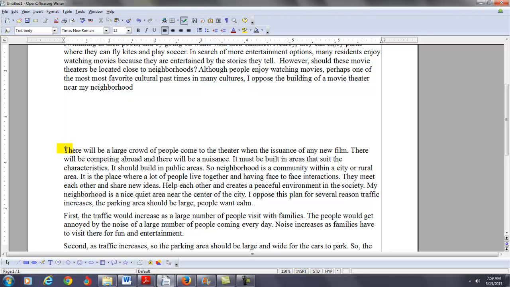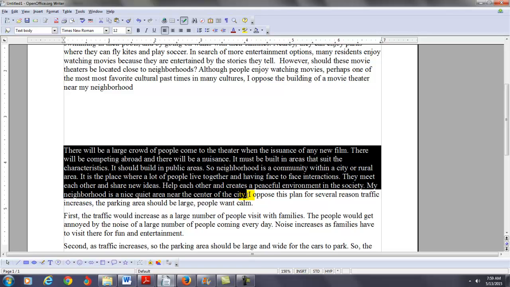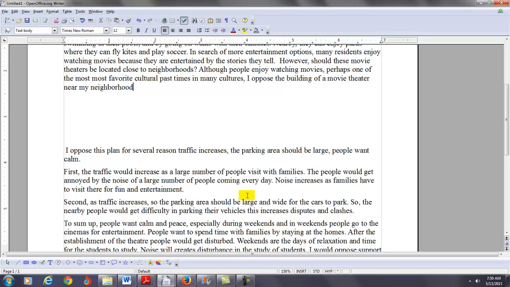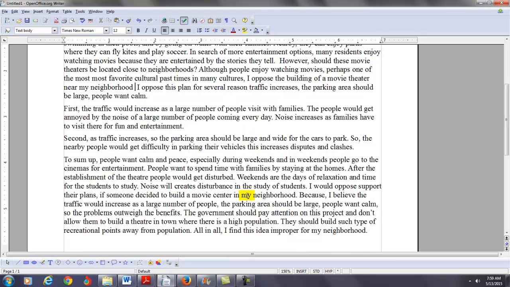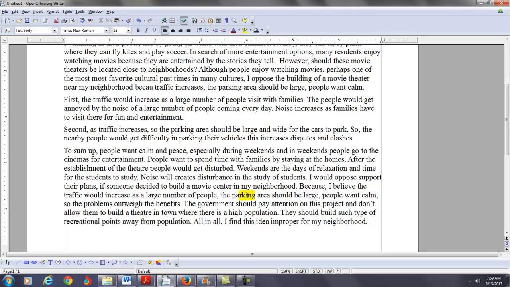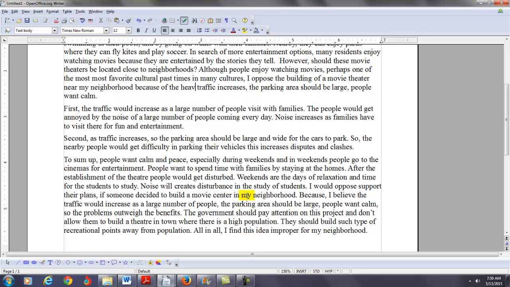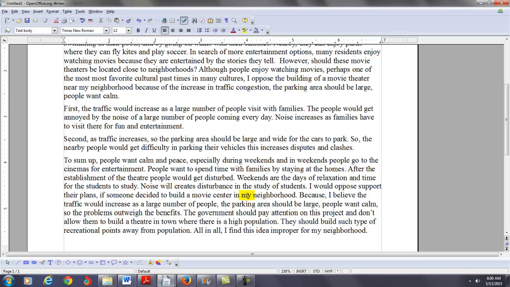Okay, so now we have to get to your thesis, right? So let me get rid of all this. You might say because of the increase in traffic, I'm going to put here congestion is a better word. The increase in traffic congestion, so then you say the parking area should be large.